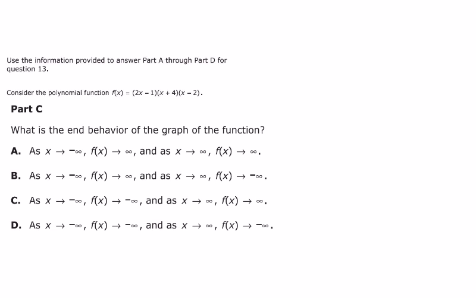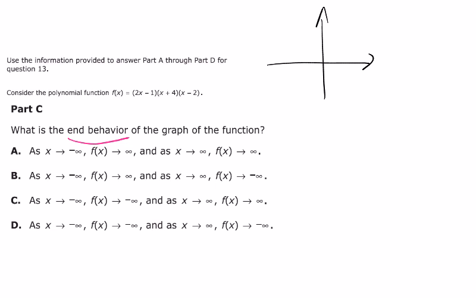All right, for part C, it's asking what is the end behavior. And end behavior we haven't really talked about in those terms, but basically what they're saying is, when you look at a function, what happens when you go all the way to the right, and what happens when you go all the way to the left. So that's the end behavior, okay?